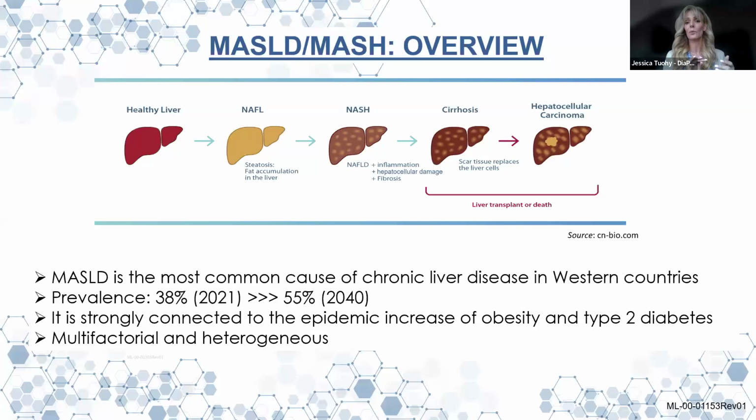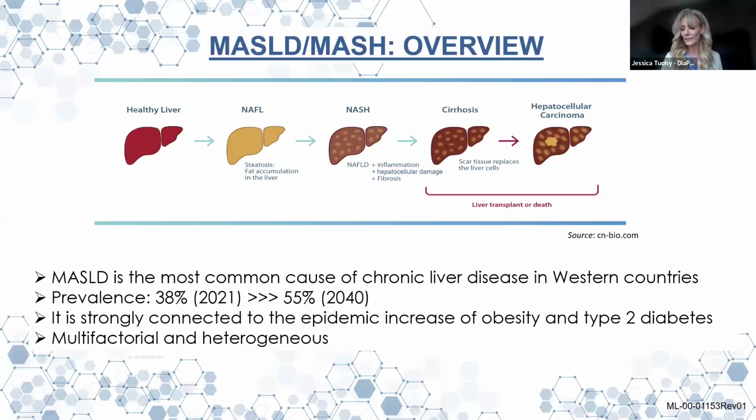What is MASLD? What is MASH? MASLD is an umbrella term that refers to a spectrum of conditions where there's accumulation of excess fat in the liver of people who drink little or no alcohol. It's a progressive disease that starts with relatively benign accumulation of fat in the liver, steatosis, but then patients can progress to MASH and ultimately to cirrhosis and liver cancer.